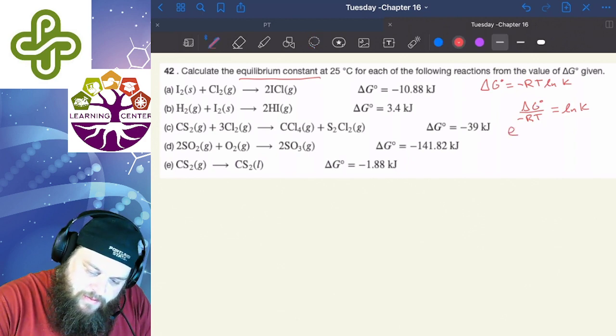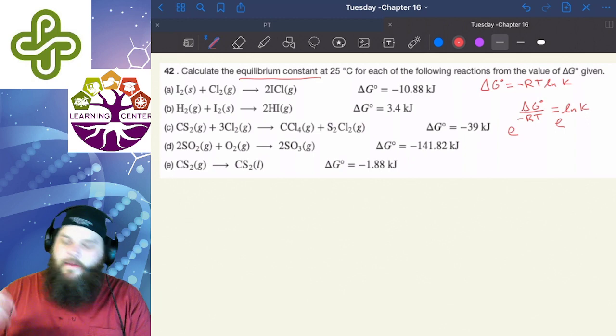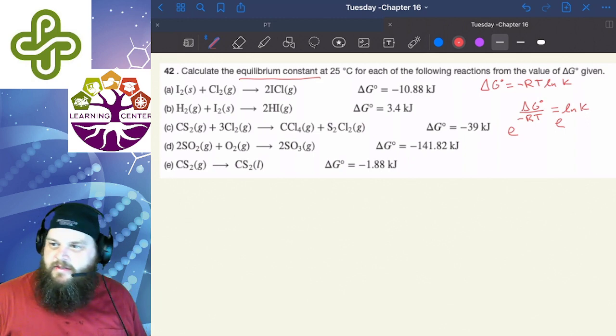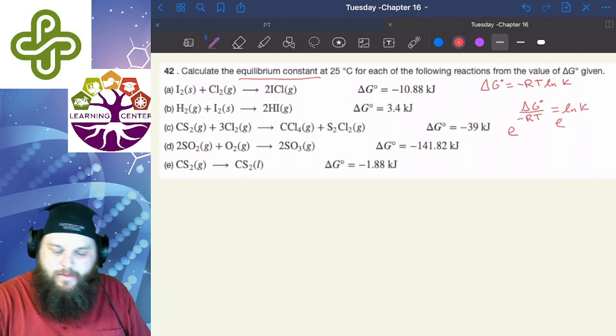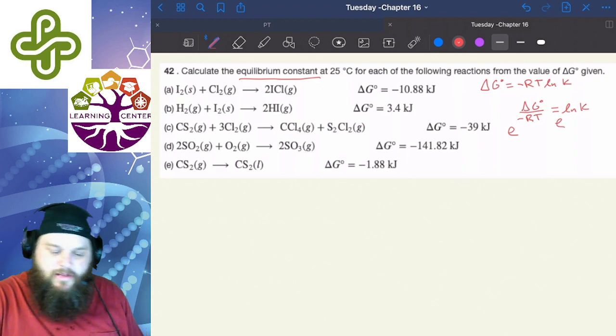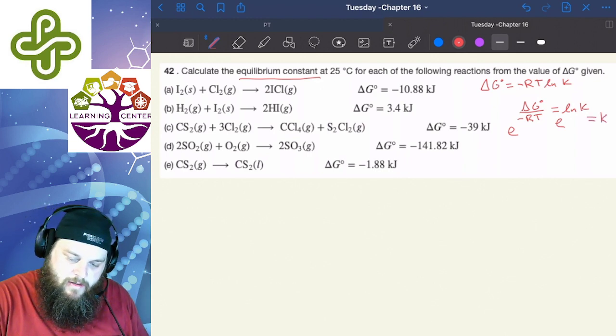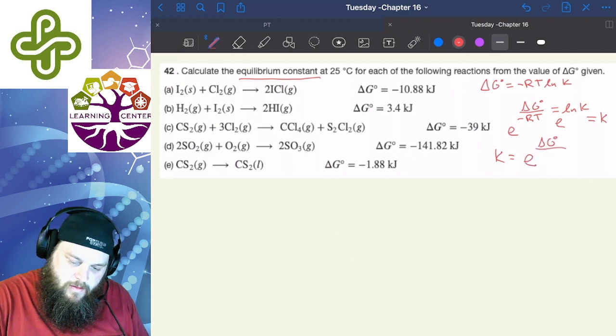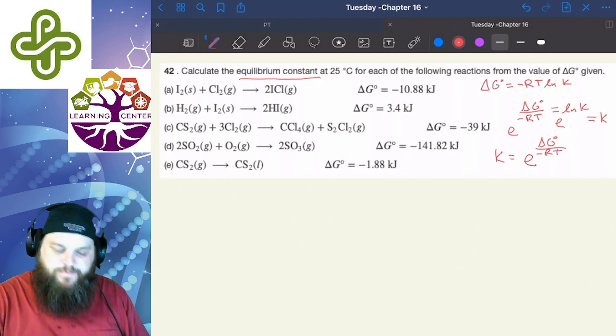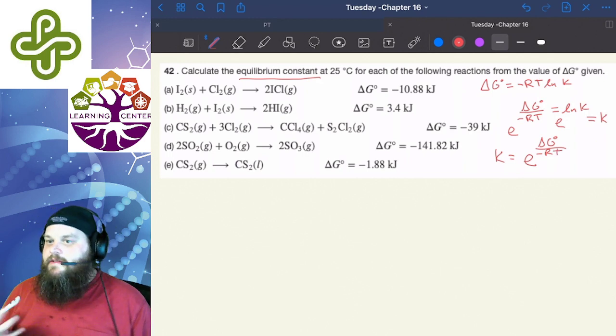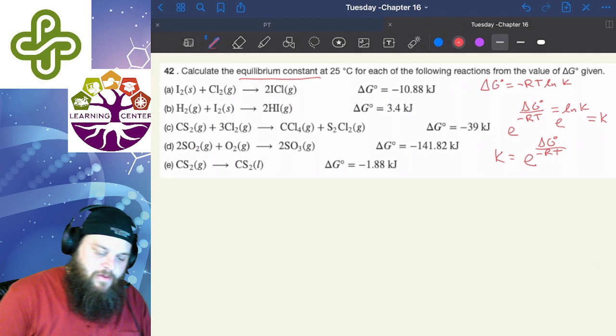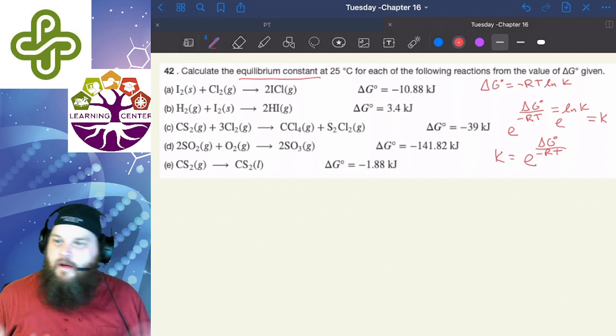And then I can take both sides to E. So E to the power of both sides, essentially. And E to the power of natural log of K is just going to be equal to K. So I can write that as K is equal to E to the power of delta G divided by negative RT. And that's the equation I'm basically going to be using for these values. It's just a rearrangement of what we had before.